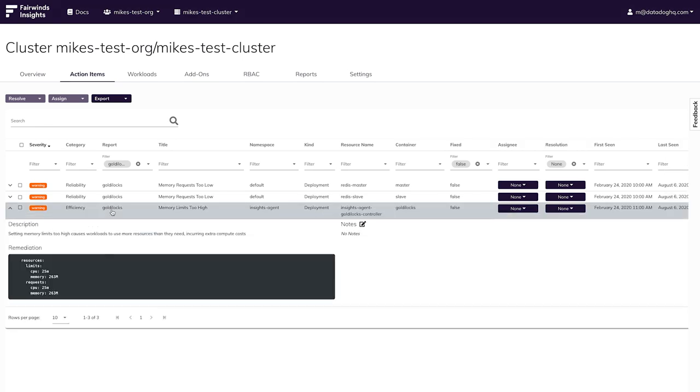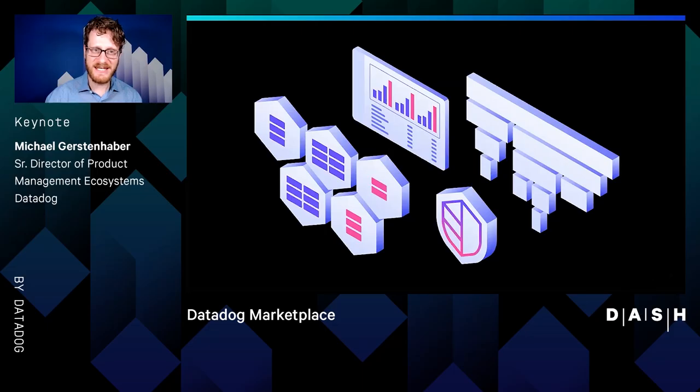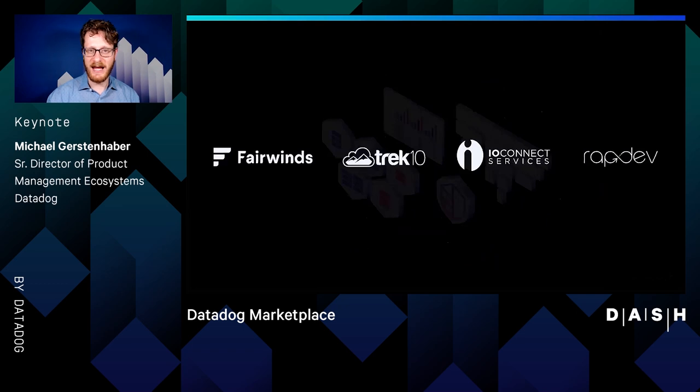In this case, I've drilled down into the Fairwinds UI to see that based on the actual historical behavior of this workload, memory limits are too high, memory limits that are replicated for each pod in the deployment. This is just an example of one partner application built on the Datadog platform and available through the marketplace. I also want to thank Fairwinds, RapDev, IO Connect, and Trek10, our launch partners who have been invaluable for understanding the needs of both their customers and supporting vendors themselves.